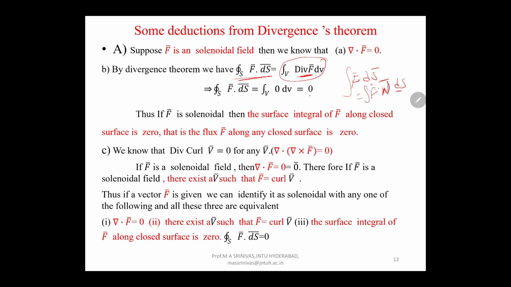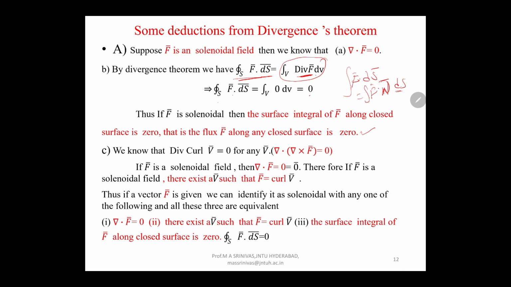So, this is the other way: for a function f bar, if the surface integral over a closed surface is 0, then we say that f bar is solenoidal. That is, the flux of f bar across the closed surface is 0. If I find the surface integral, I will get the flux. That is the geometrical meaning or interpretation of a surface integral. So if the flux becomes 0, then we say that that vector is a solenoidal vector. Two things we learned. There is another way also.